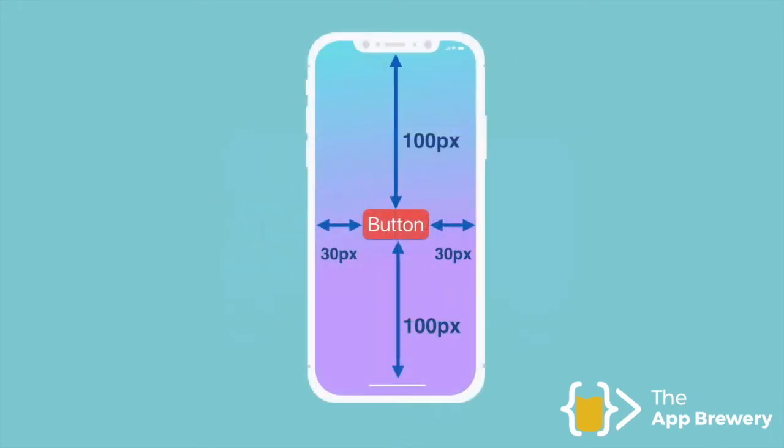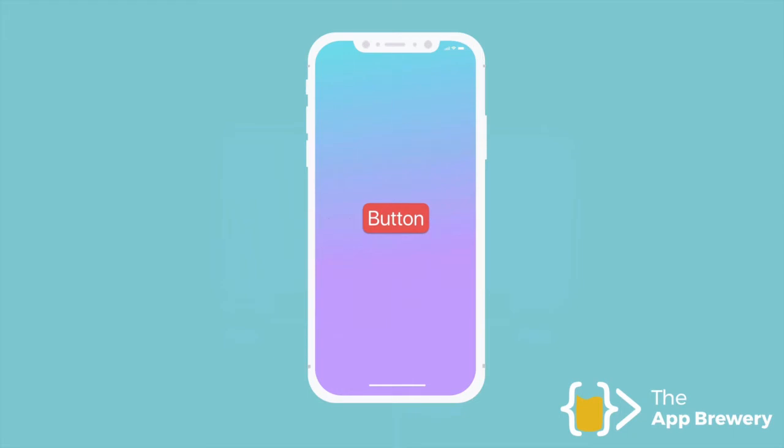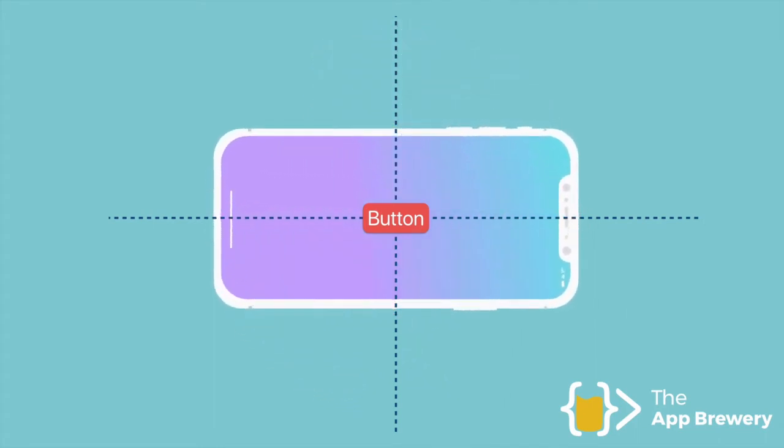The alternative to this pinning method is by using the alignment technique, where we say that we want to align our button horizontally in the center of our screen as well as vertically in the center. So now when our phone turns, our button is going to forever remain in the middle.